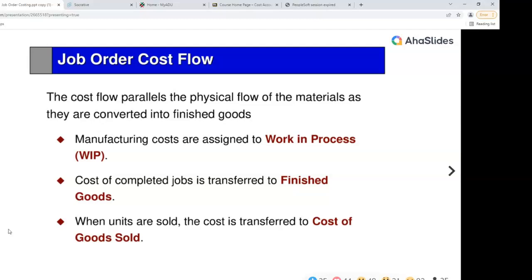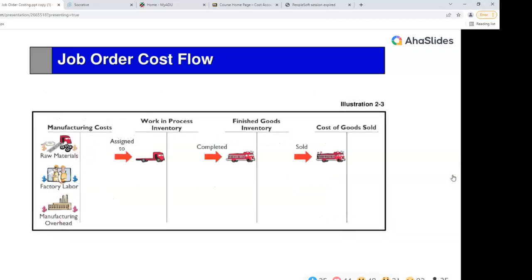Okay. Now, if you want to visualize it in the records, this is how it looked. I have my accounts over here: manufacturing costs, material, labor, and overhead. And we assign these costs to work in process: direct material, direct labor, manufacturing overhead. I debit the work in process, increasing the value of the work in process inventory. I decrease the raw material inventory. So I credit raw materials and I debit work in process.